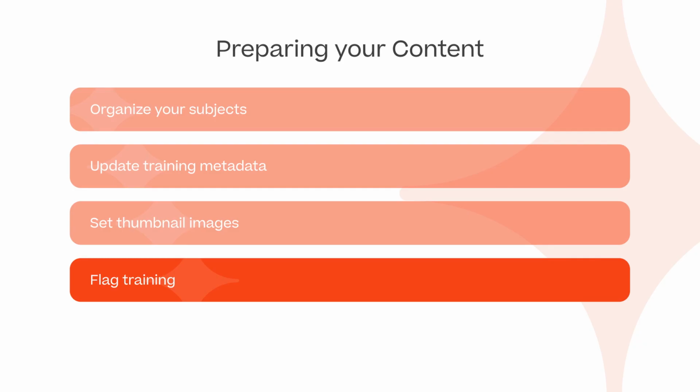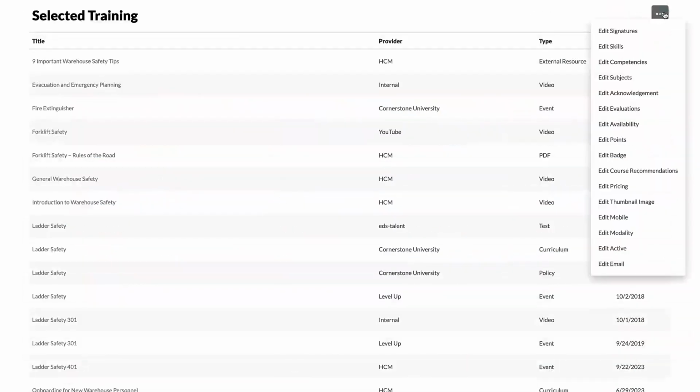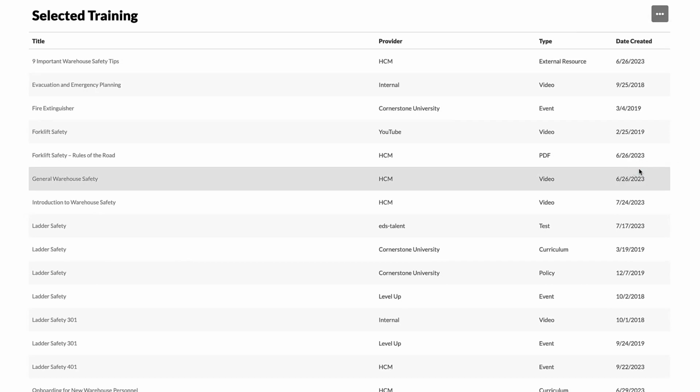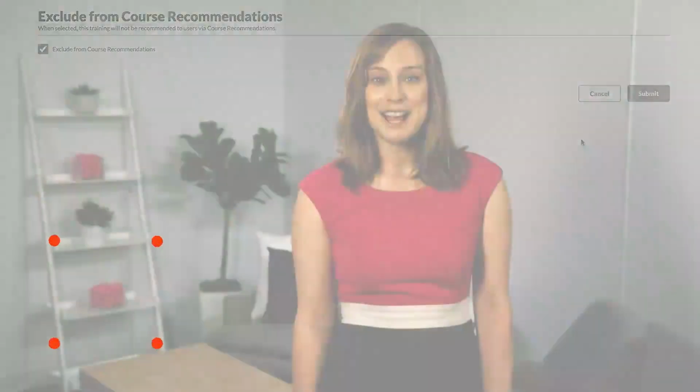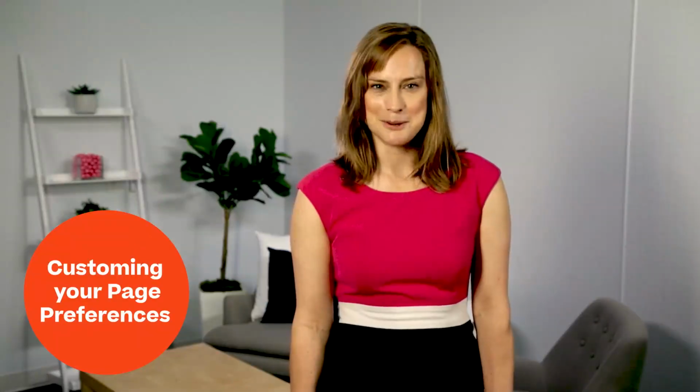Finally, flag any mandatory or required training that you don't want displayed in the training recommendation carousels on the Learner homepage. When you don't want specific learning shown, you can exclude it from the recommendations using flag training via the course catalog. Now let's look at customizing the Learner homepage.